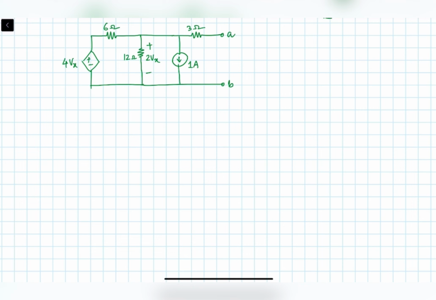So how to find RTH? To find RTH, we have to delete all the voltage and current sources. So voltage source will become short circuit, and I'll write it again. Voltage source becomes short circuit and current source becomes open circuit. But don't forget that this is for the independent source.